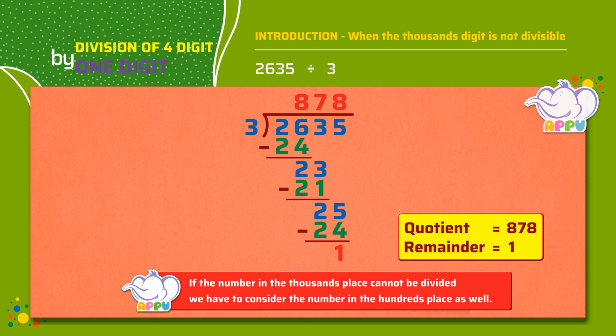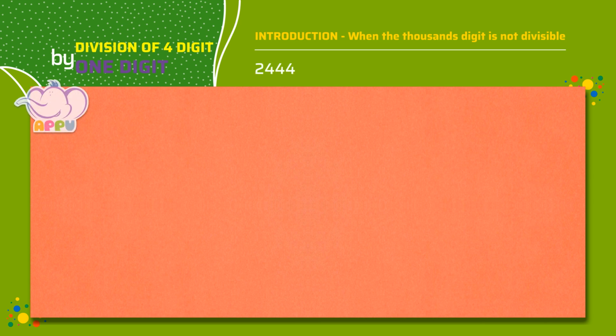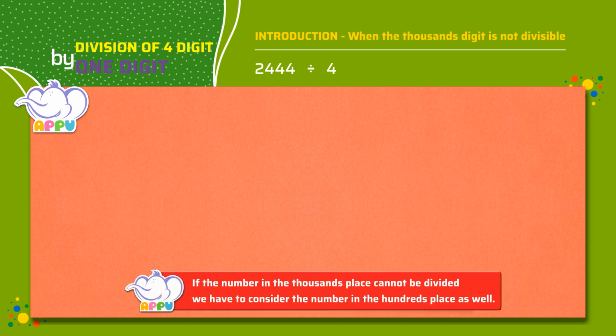Let's look at another example. Divide 2444 by 4. We write the division bracket and write 4 outside the bracket and 2444 inside the bracket.